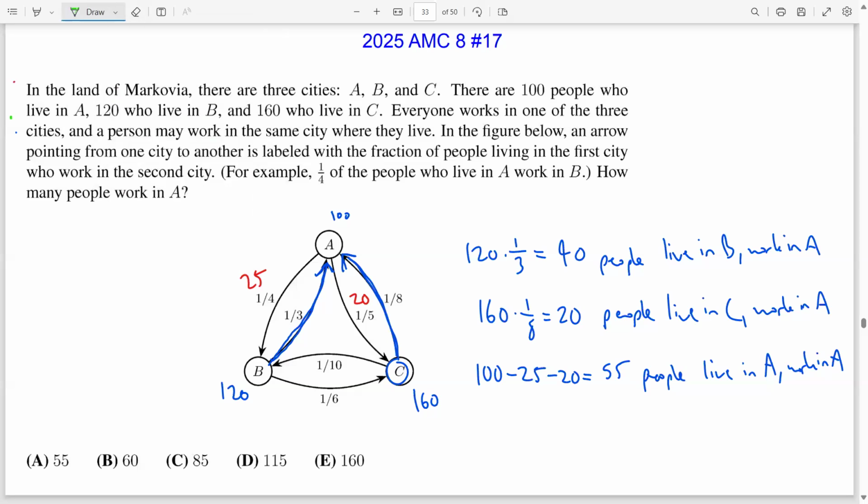So all that's left to do is to add up the numbers of people that work in A to get our answer. And that is going to be 40 plus 20 plus 55, which is 115. That is choice D.